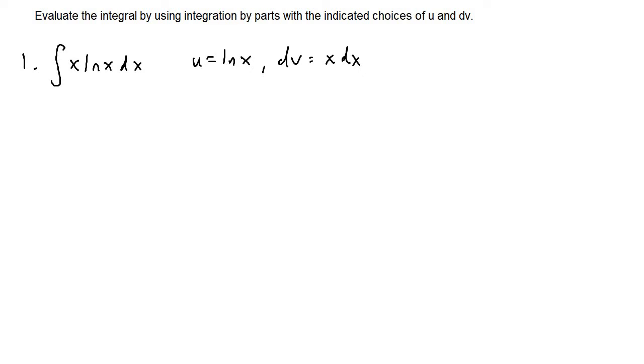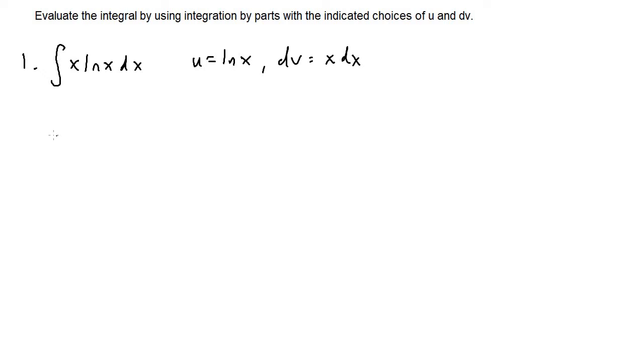So for this first problem, let's go ahead and evaluate the integral by using integration by parts with the indicated choices of u and dv. So u and dv is already given to us in this problem. So we have the integral of x times the natural log of x dx. U is going to be ln x, and then dv is just going to be x dx.